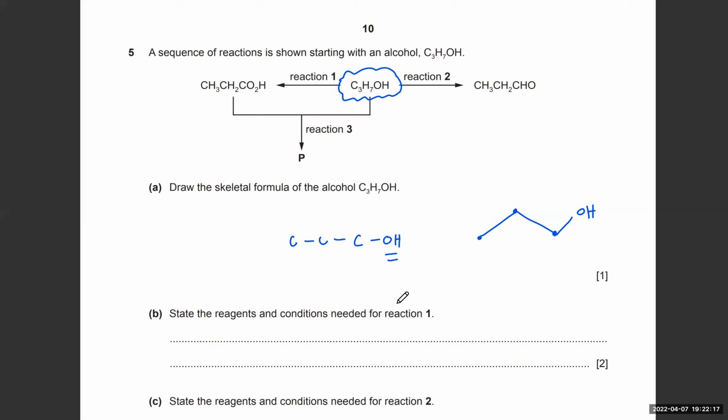State the reagents and conditions needed for reaction 1 and also for reaction number 2 as well. Now this is oxidation. A primary alcohol turns into an aldehyde and then it turns into a carboxylic acid. So in both cases, the reagent is K2Cr2O7, potassium dichromate(VI), in both cases.